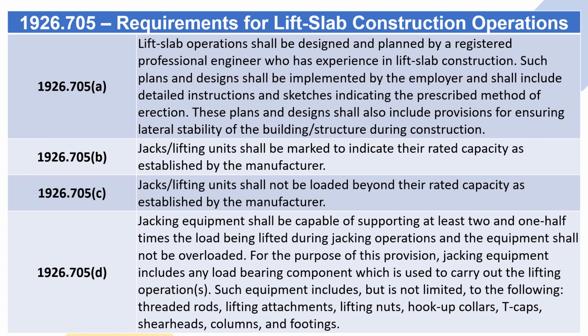1926.705 D. Jacking equipment shall be capable of supporting at least 2.5 times the load being lifted during jacking operations, and the equipment shall not be overloaded. For the purpose of this provision, jacking equipment includes any load-bearing component which is used to carry out the lifting operations. Such equipment includes, but is not limited to, the following: threaded rods, lifting attachments, lifting nuts, hookup collars, T-caps, shear heads, columns, and footings.